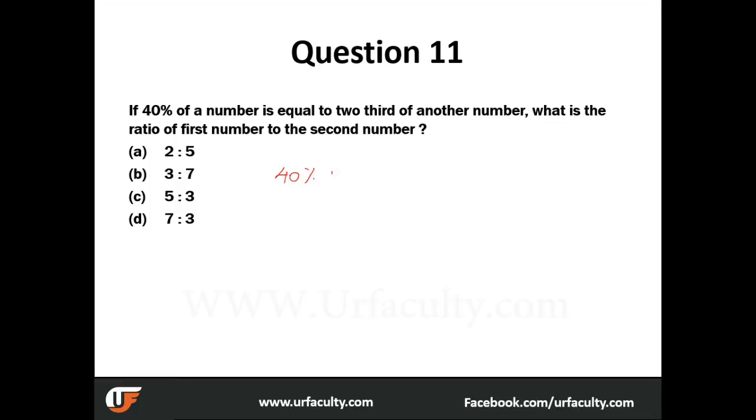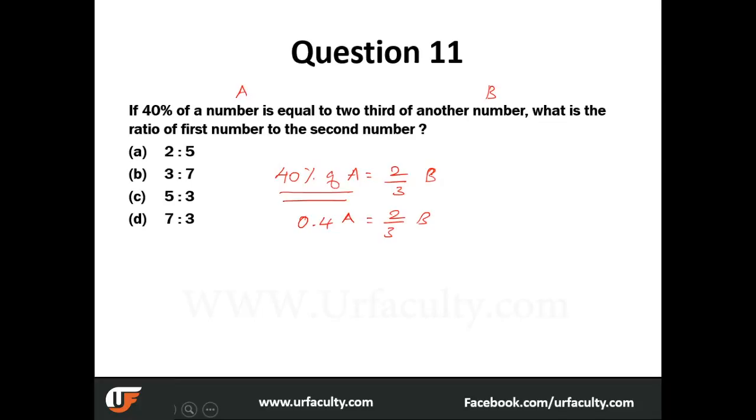40% of A is equal to 2/3 of another number. I am saying 40% of a number A is equal to 2/3 of another number B. What is the ratio of the first number to the second number? Isn't it very simple? 40% of A. What is 40% of A? When it is 40% of A, it means it's 0.4 of A is equal to 2 by 3 of B.